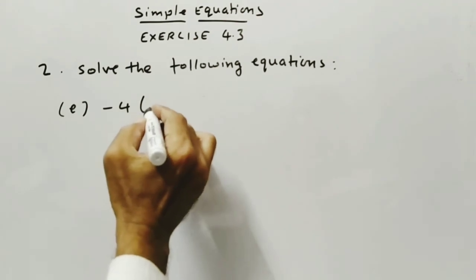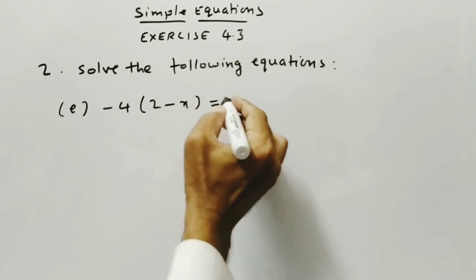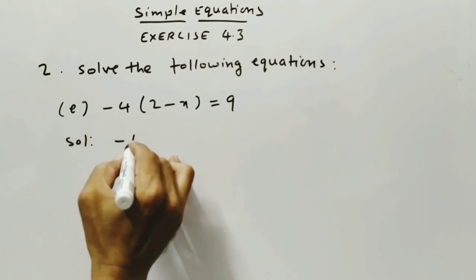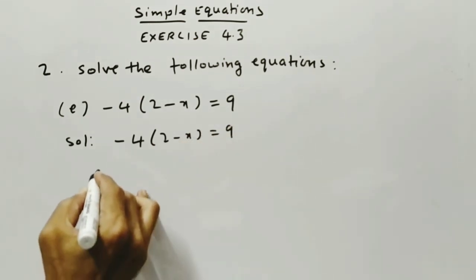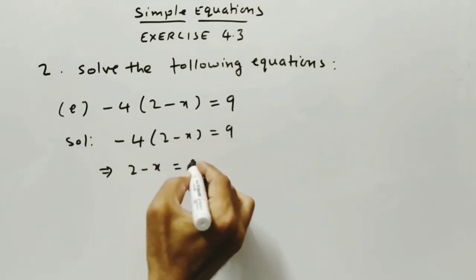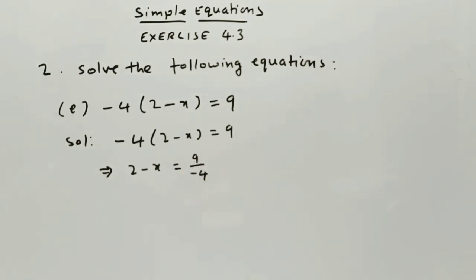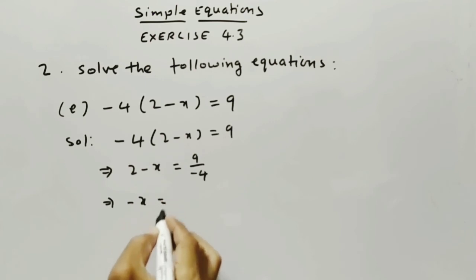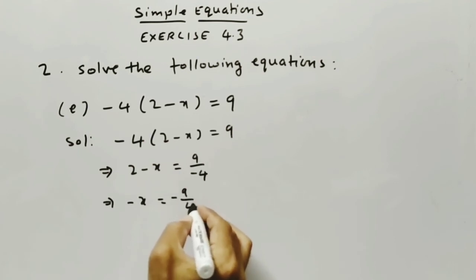Minus 4 into 2 minus 6 is equal to 9. Solution: minus 4 into 2 minus 6 is equal to 9. This implies 2 minus 6 you can keep here only, is equal to 9 divided by minus 4. This implies minus 6 is equal to minus 9 by 4, let it be as it is.